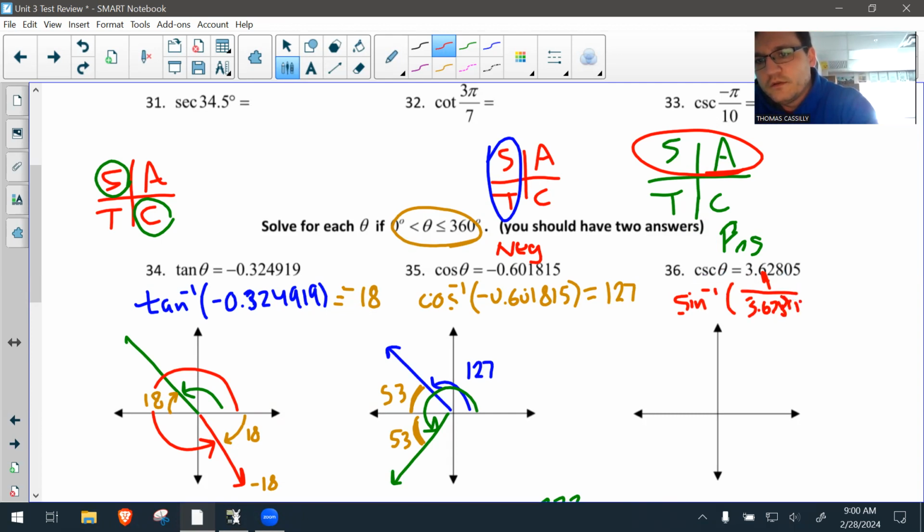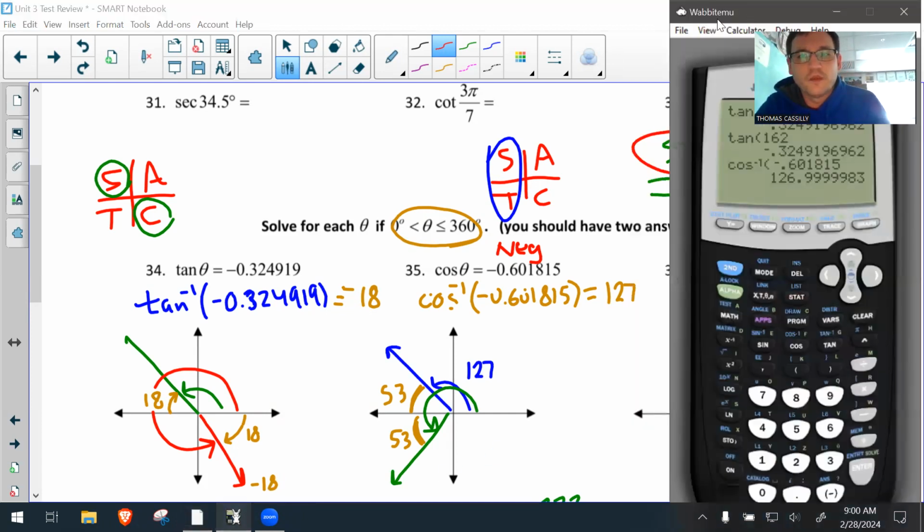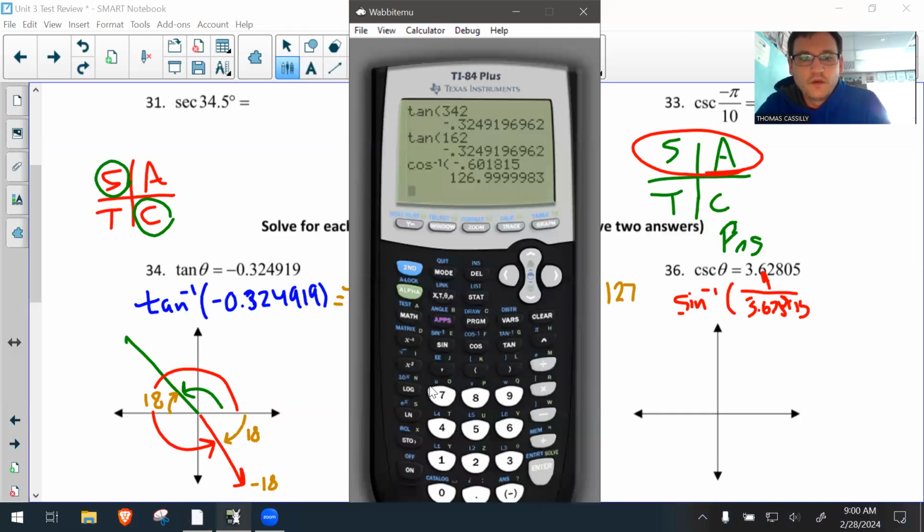So 1 over 3.62805. Oh my God, guys, I'm struggling. My computer's struggling. Nothing is working. This is very frustrating.